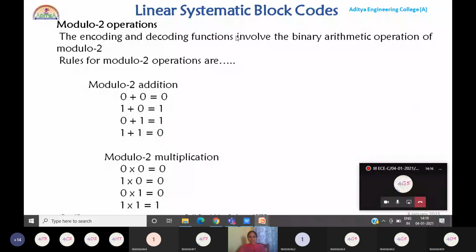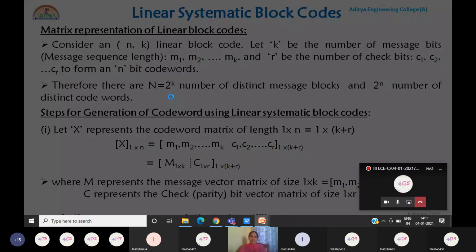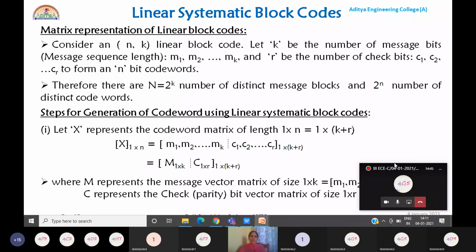Here the term linear means that the modulo 2 addition of any two code words results in a third code word present in the same code word sequence. The modulo 2 addition follows the XOR operation. An odd number of ones, or different inputs, produces an output of 1, and the same inputs produce an output of 0. Now let us go through the matrix representation of linear block codes.